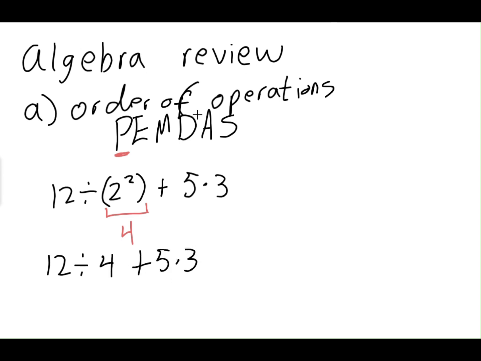So we're done with the parenthesis. Now we go to the exponent. Well, there are no exponents anymore, right? We got rid of that. And that's why we really didn't need the parenthesis here. We would have done it anyways.